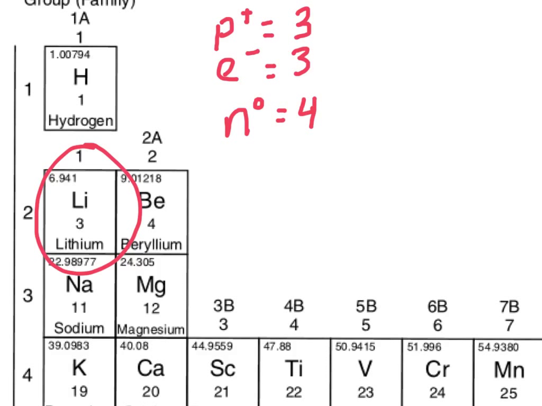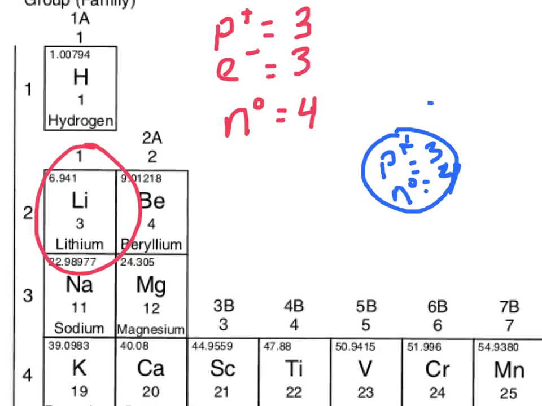So now I'm going to draw my nucleus. And inside of it, I'm going to put the protons, plus sign, and the neutrons, 4. Sorry, this is so messy. 4.